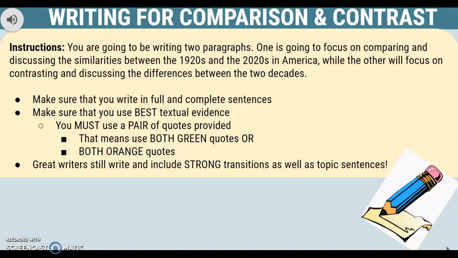We're now going to move into the meat of our writing task for today, writing for comparison and contrast. You are going to be writing 2 paragraphs. One is going to focus on comparing and discussing the similarities between the 1920s and the 2020s in America, while the other will focus on contrasting and discussing the differences between the 2 decades.